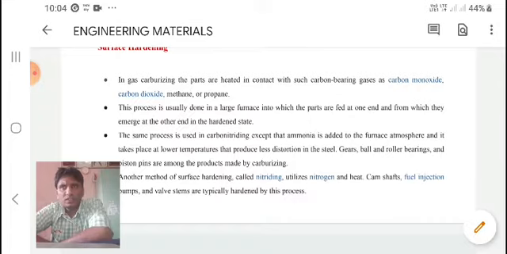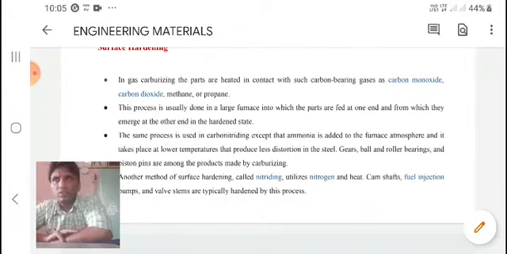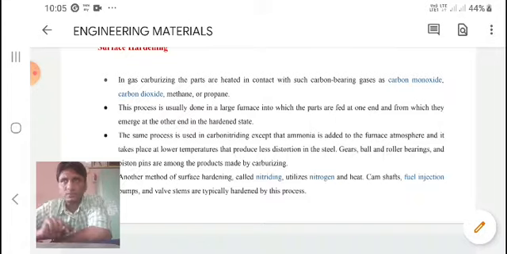The set point may give a boost phase where the carbon potential would be typically set above 1.0% carbon. As the cycle progresses and the effective case depth increases, the carbon set point will be reduced to complete the diffusion stage. Depending on the final requirement for effective case depth, the whole cycle may take many hours.